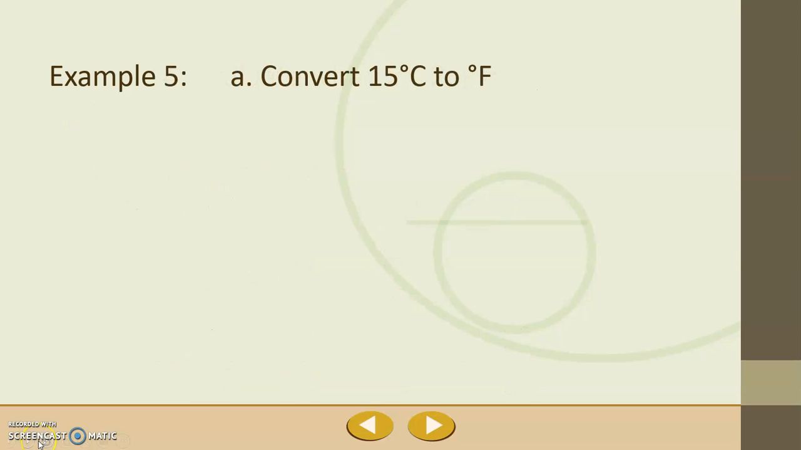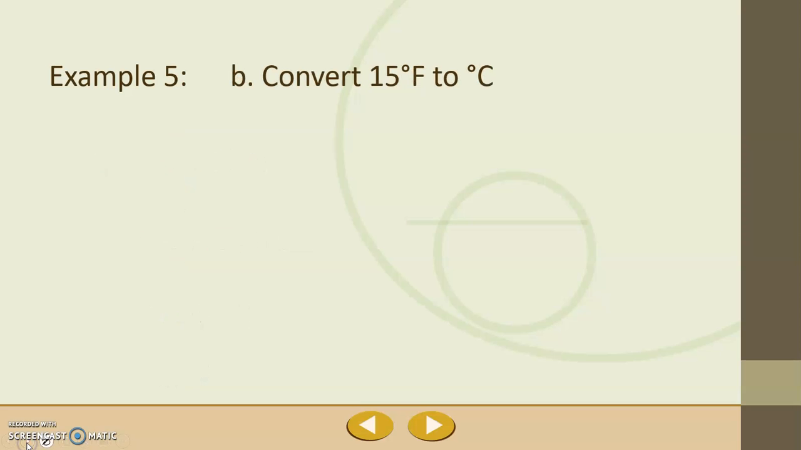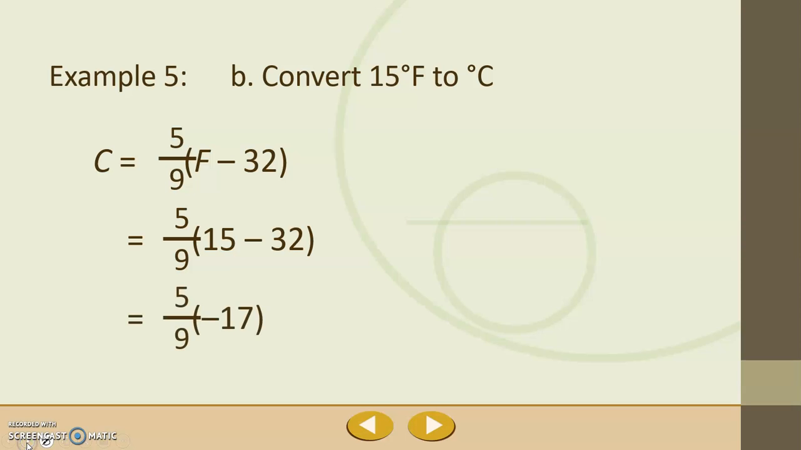We can also use algebraic expressions to convert between different kinds or types of measurements, like Celsius to Fahrenheit. Using this formula, Fahrenheit equals 9/5 Celsius plus 32, you can plug in that 15 degrees Celsius into the C spot, do a little math, and you end up with Fahrenheit is 59 degrees, especially useful if you're traveling out of the United States. Or we can use this formula for Celsius and work our way backwards to find Celsius.